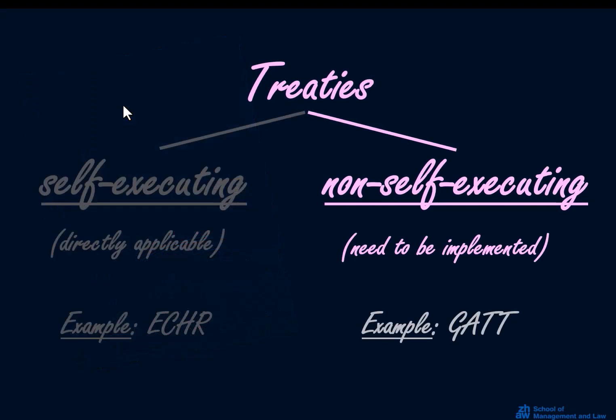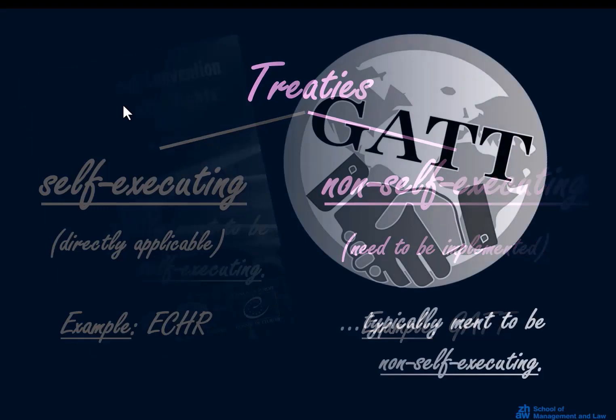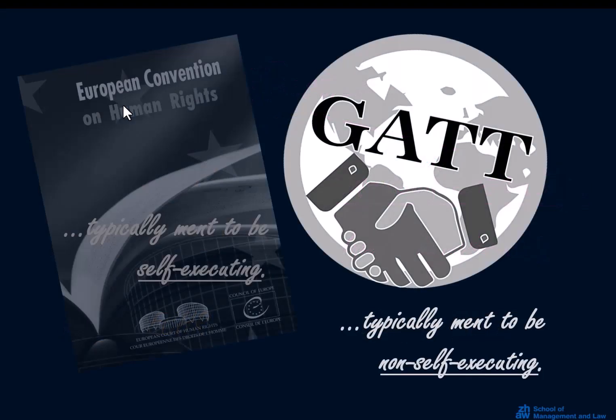On the other hand, treaties relating to international trade law, such as the General Agreement on Tariffs and Trade, the GATT, are typically meant to be non-self-executing. In trade disputes involving the GATT, only states can be litigants. The GATT does not provide individual rights to private persons or enterprises. Rather, it is the responsibility of the state parties to the GATT to align their national law to the free trade principles established in the GATT.